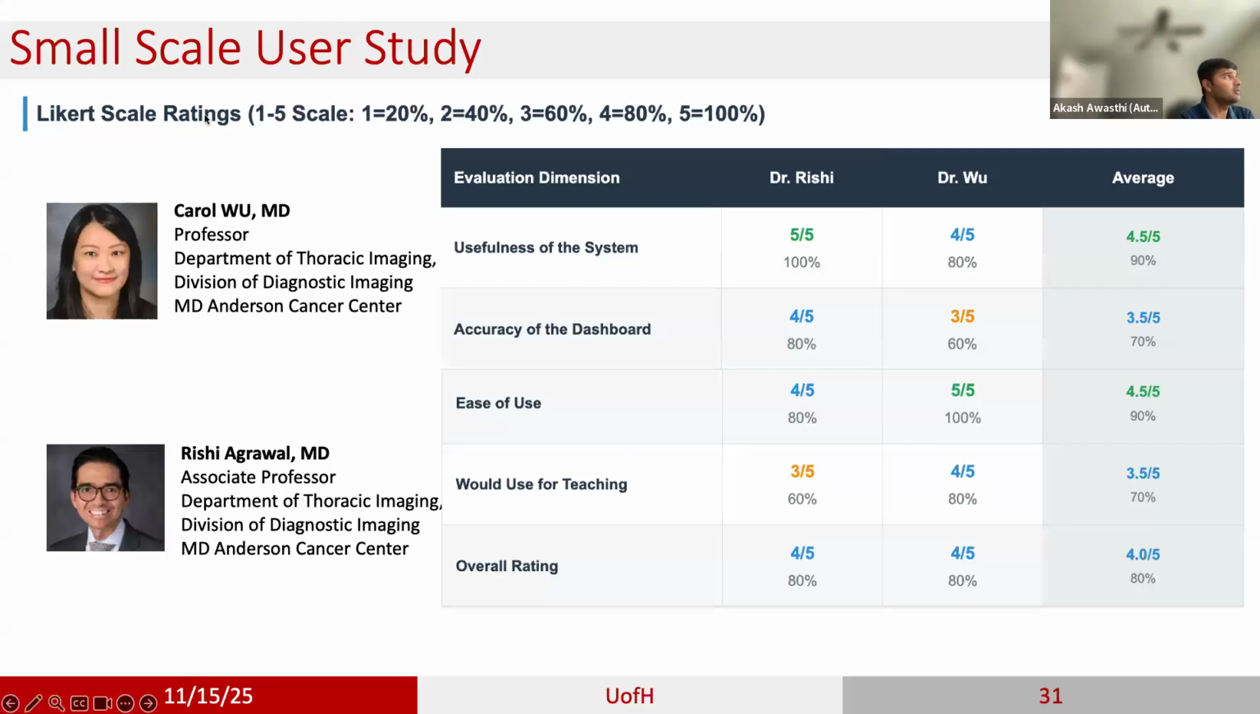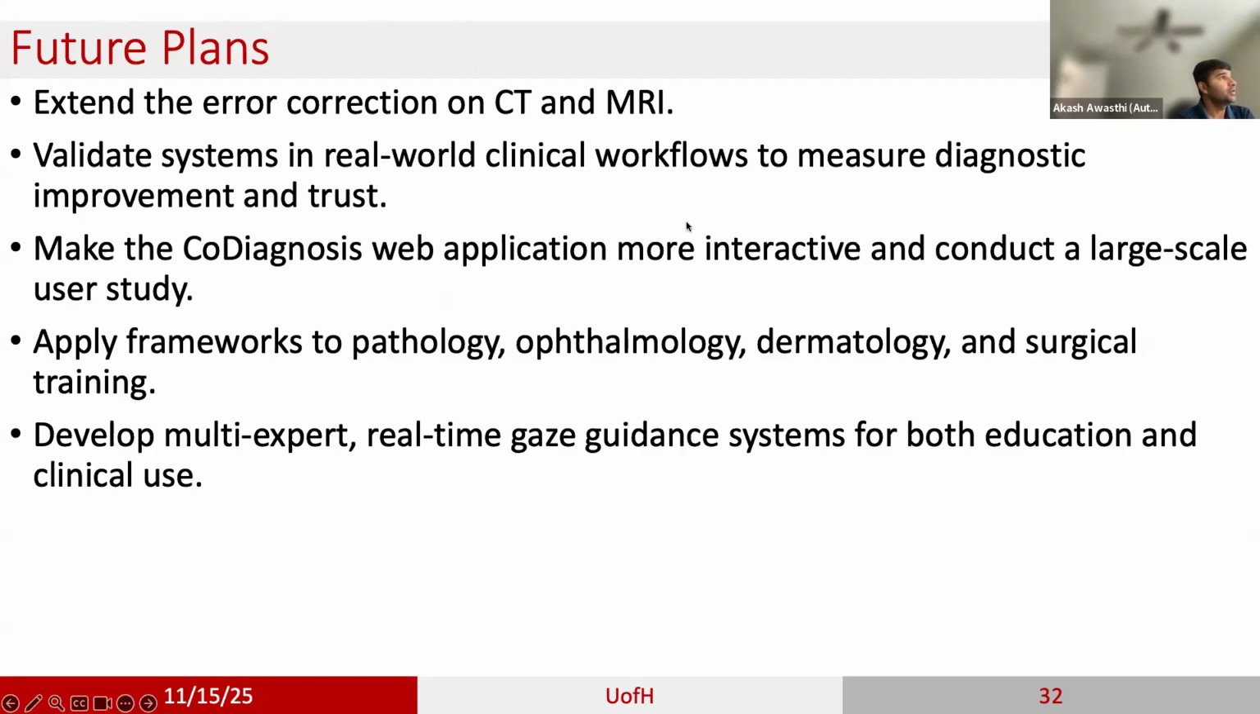We also did a user study with this system at MD Anderson Cancer Center, and radiologists pretty much like the idea of using this kind of system for teaching. The accuracy of the dashboard is a little low, and we are working to increase it, because in real time there will be very noisy gaze. The future plan is to extend the system to CT, MRI, and everything, do more clinical studies in hospitals, and extend it to pathology and other domains.